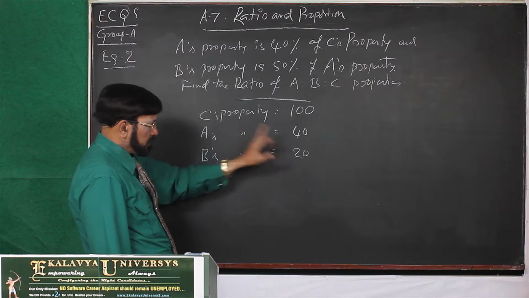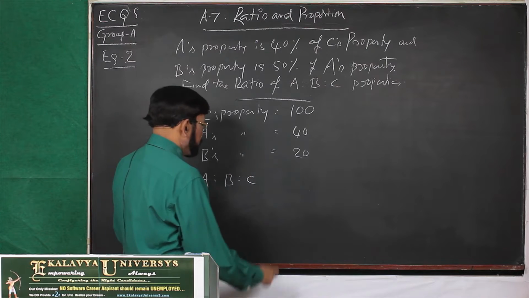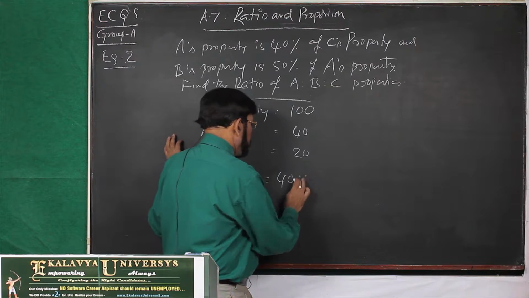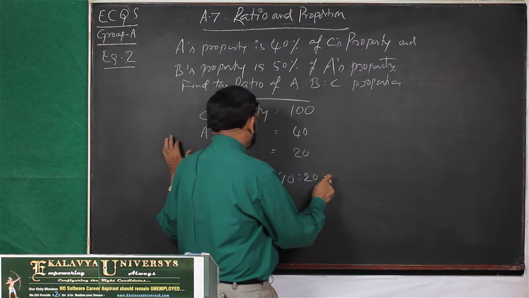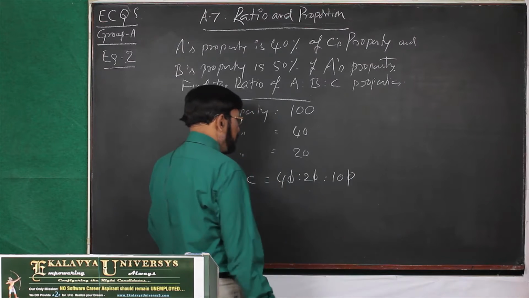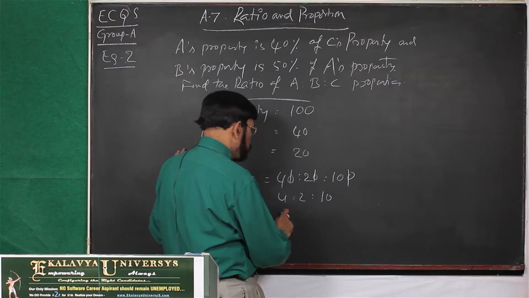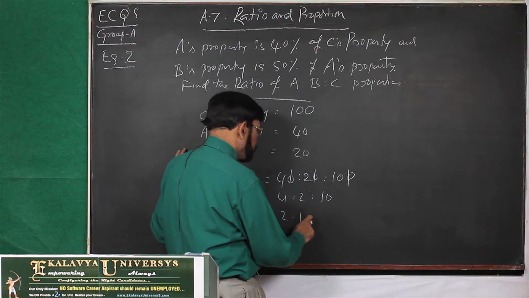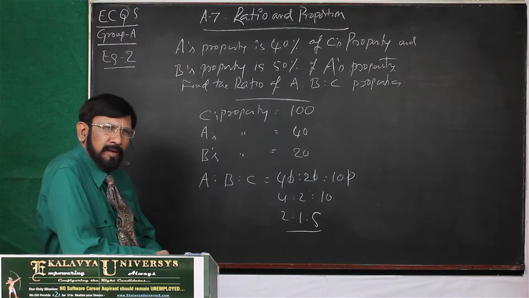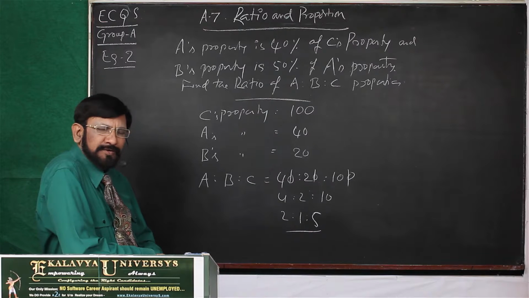Now, 100, 40, 20. Now, we put them in the order A is to B is to C. Then it comes A 40, B 20 and C 100. So, 4 is to 2 is to 10. Again dividing by 2, 2 is to 1 is to 5. The properties of A, B and C are in the ratio 2 is to 1 is to 5.